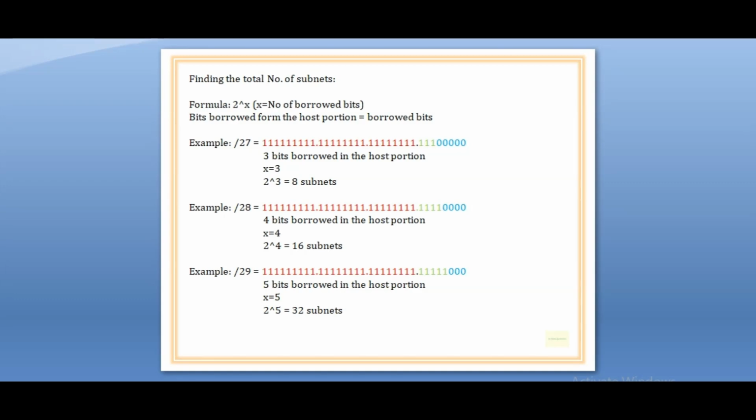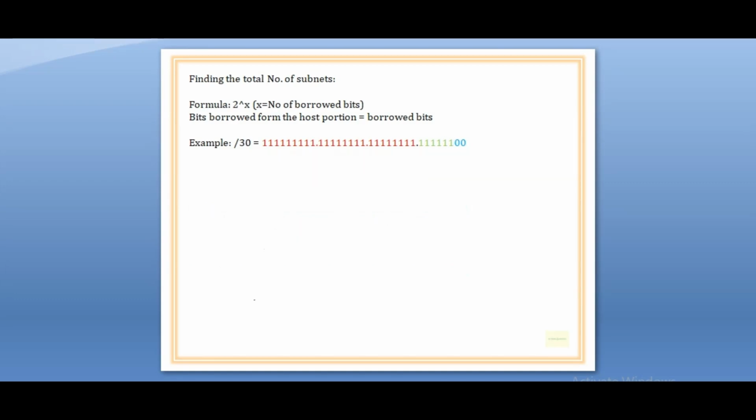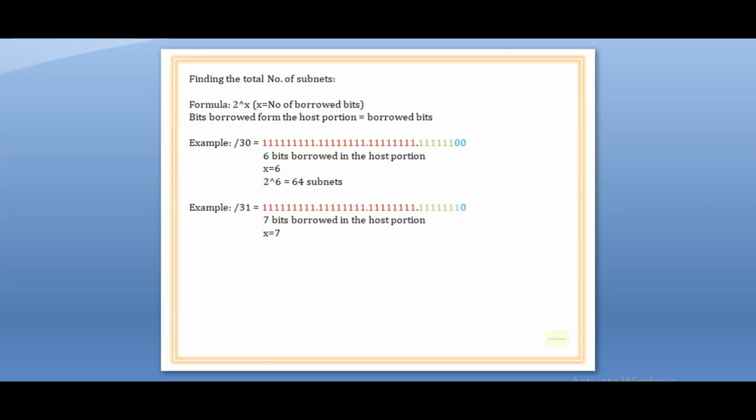For /30 we have 6 borrowed bits. Here x equals 6, so 2 raised to 6 gives us 64 subnets. For /31 we have 7 borrowed bits. Here x equals 7, so 2 raised to 7 gives us 128 subnets. And lastly, for /32 we have 8 borrowed bits. Here x equals 8, so 2 raised to 8 gives us 256 subnets.